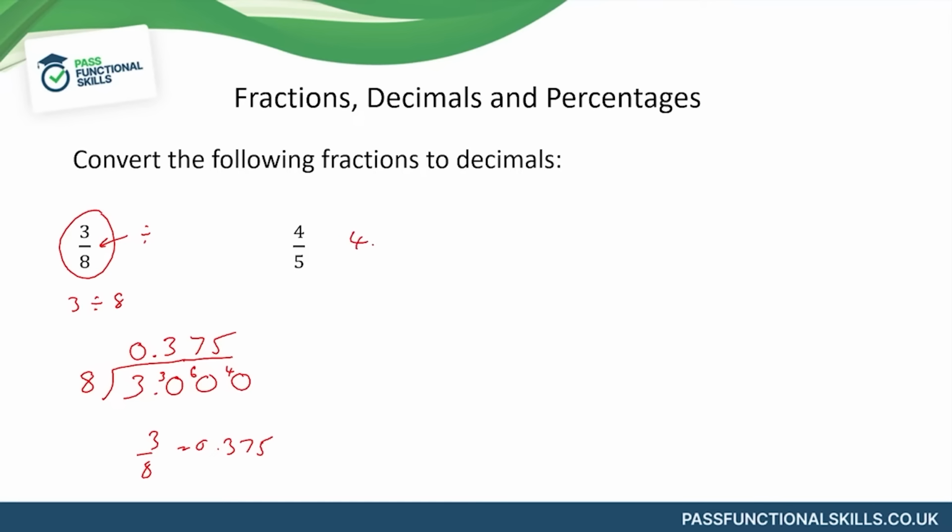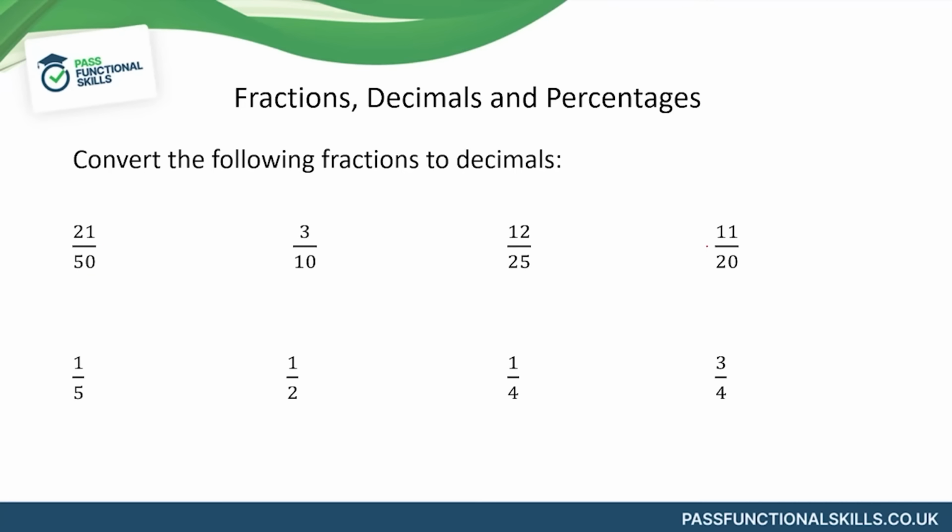4/5. Remember, that means 4 divided by 5, because this line of the fraction means divide. So we are dividing 4 by 5. We might want to turn it into 4.0, put a decimal point above. How many 5s go into 4? Well, none, with a remainder of 4. 5s into 40 goes 8 times. So 4/5 as a decimal is 0.8.